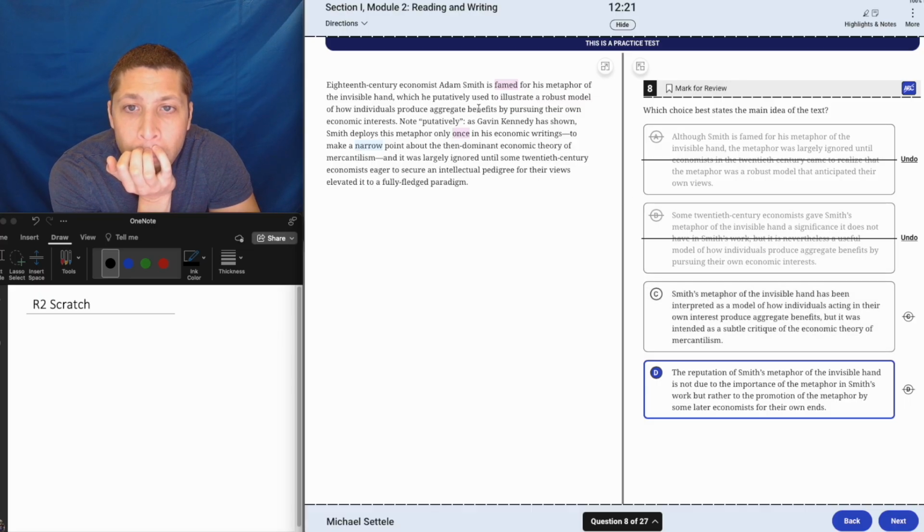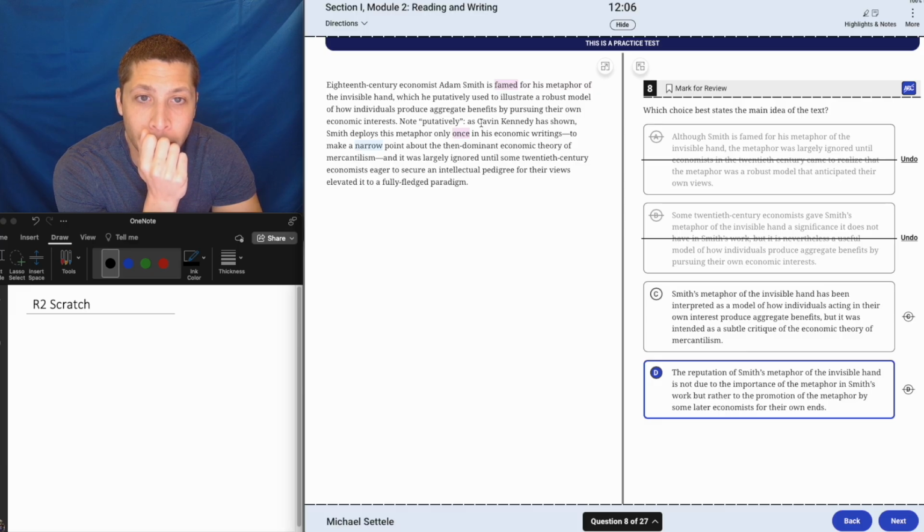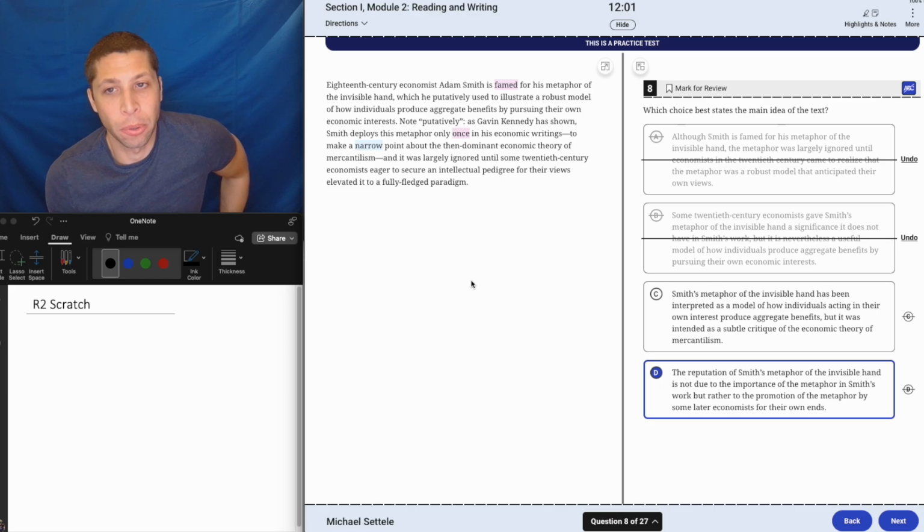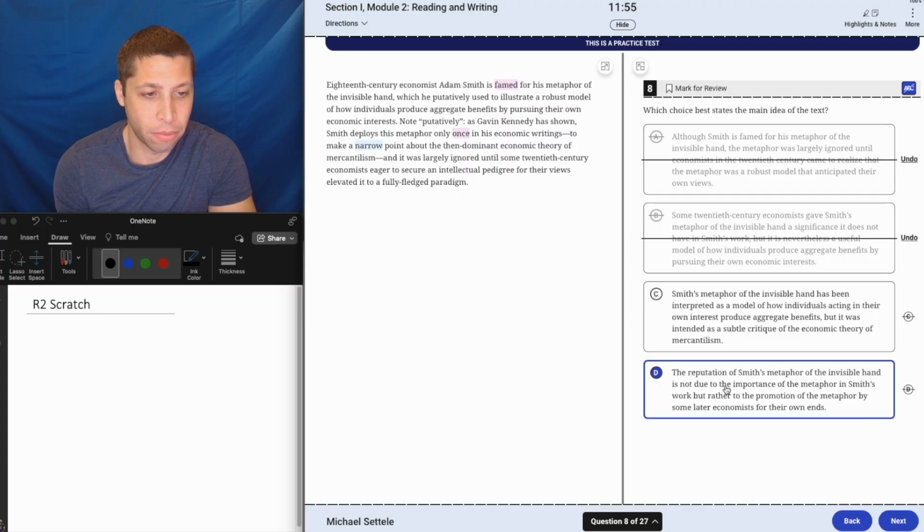A subtle critique of the economic theory. He uses it to describe and illustrate a robust model of how individuals produce aggregate benefits by pursuing their own economic interests. Is it a critique of mercantilism? It doesn't really say that. The reputation of Smith's metaphor of the invisible hand is not due to the importance of the metaphor in Smith's work. It's not due to that, but rather to the promotion of the metaphor by some later accounts of their own ends. I like that, but I'm having trouble getting rid of C.